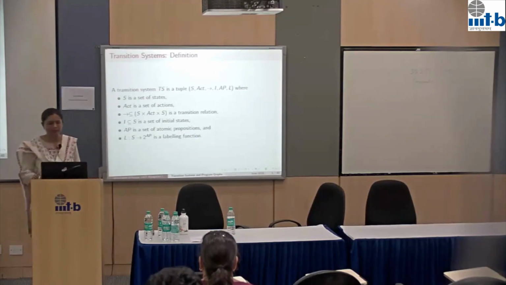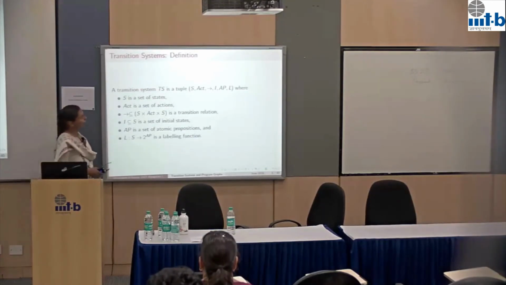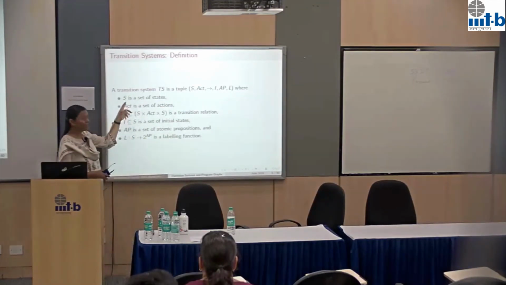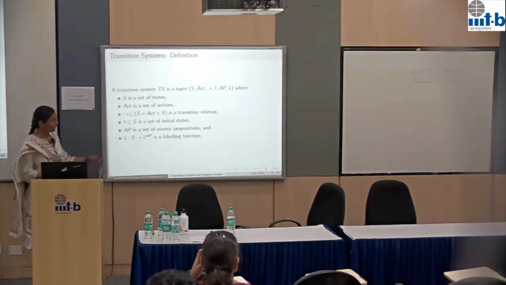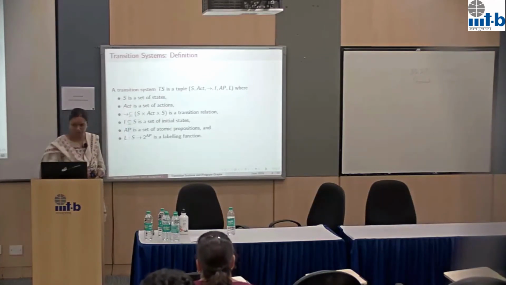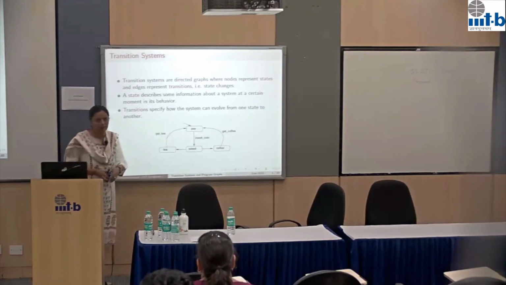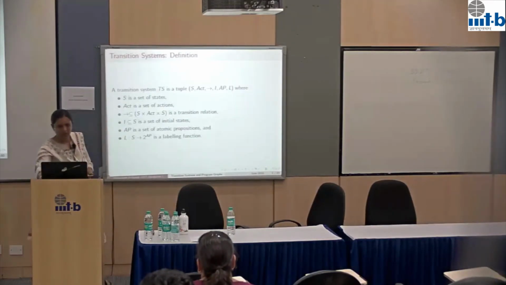So formally, we define them like this. It's a graph that has so many things. It has a set of states. It has a set of actions. So these are the actions, like get tea, insert coin, get coffee. Those are the actions. And then there is the transition relation.